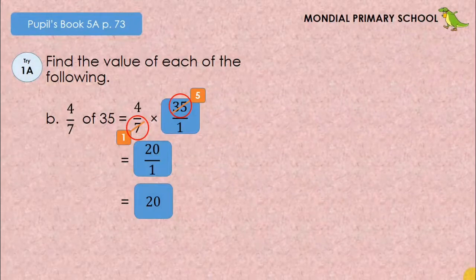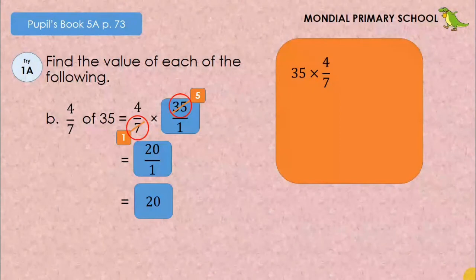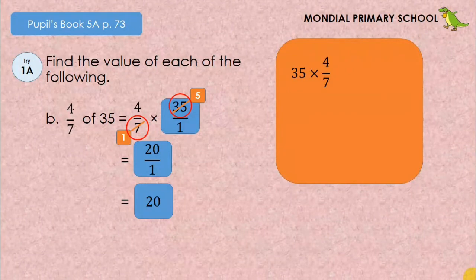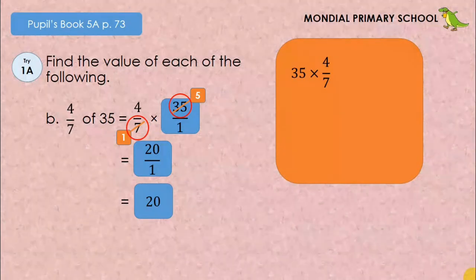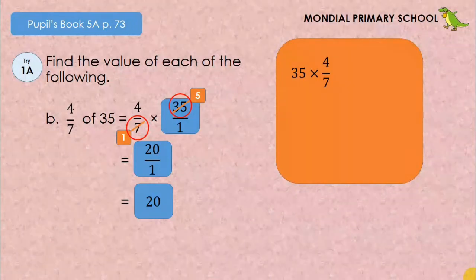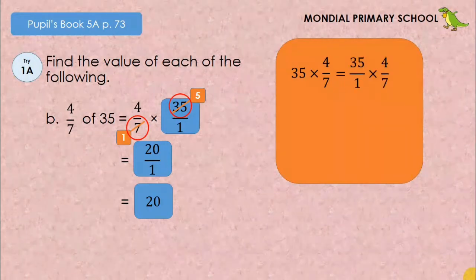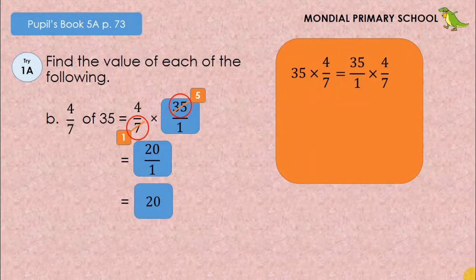Now, what if we have a problem like this? 35 times 4 out of 7. Will the answer be the same as the previous one? Let's find out. 35 times 4 out of 7. How do we express 35 as a fraction? Great! 35 out of 1. 35 out of 1 times 4 out of 7.